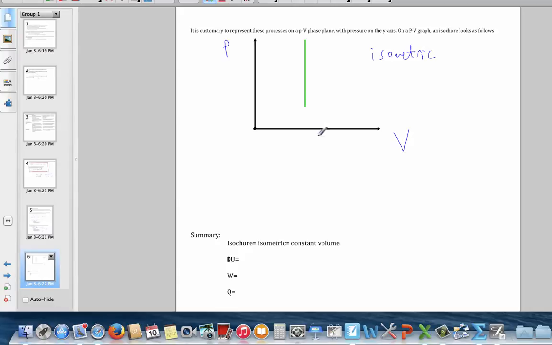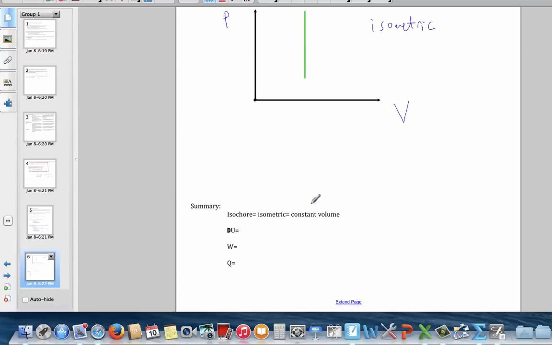So to summarize then, what we've seen is that for an isometric process, constant volume, the change in internal energy, the delta U, which we know by the first law of thermodynamics, is work done plus heat flow. That's just going to be equal to the heat flow. The work done is 0, and the heat flow is mCV delta T, or is n times the molar specific heat capacity times delta T.